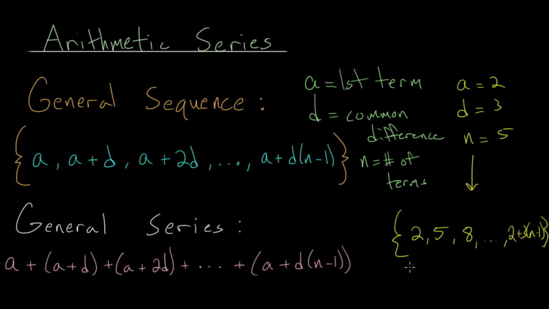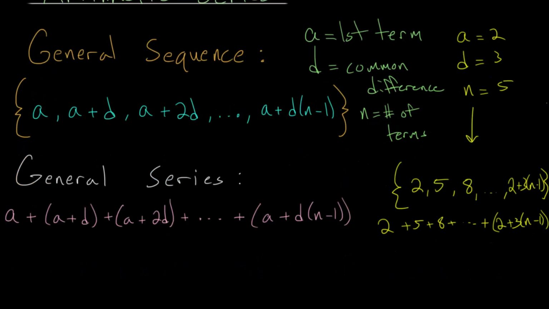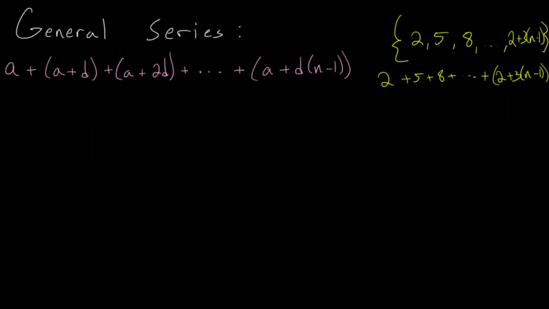And of course, the series, we're just going to add all these together. So 2 plus 5 plus 8. And then we keep adding all the way to this last term, 2 plus 3 times n minus 1. But for this video, we don't want to talk about a specific series. We want to talk about this in general and then derive a formula. So let's go back to this general series here. And we need to come up with a technique to be able to add this up. And the general idea, so we can call this S for sum, and actually, let's call it S sub n, since it's a sum with n terms.